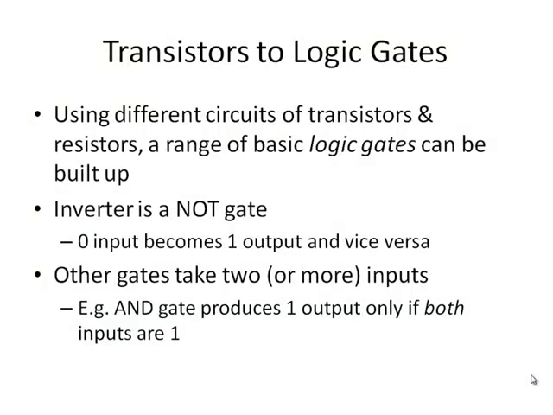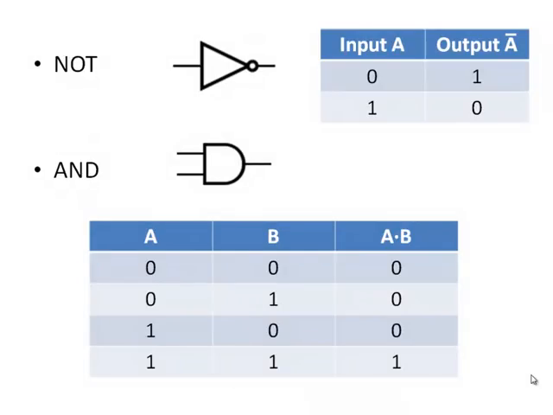By using different circuits of transistors and resistors, a range of basic logic gates can be built up. So our inverter, as we've already seen, is a NOT gate. Zero in becomes one out, and vice versa. Most other gates take two or more inputs. For example, AND will produce a 1 at the output if both inputs are a 1. So let's see some more of these logic gates just now.